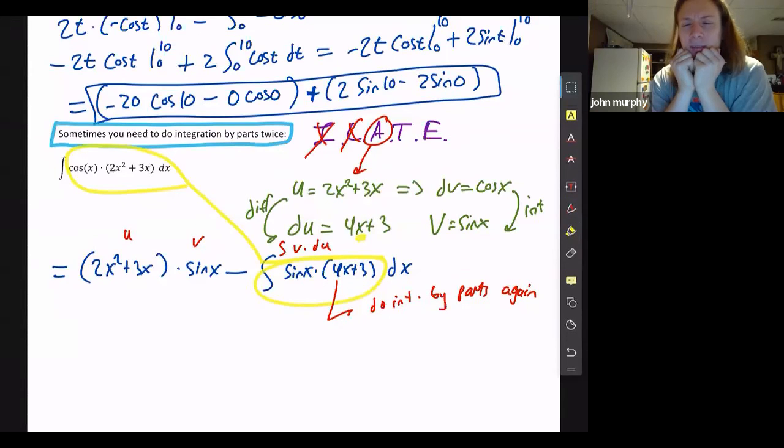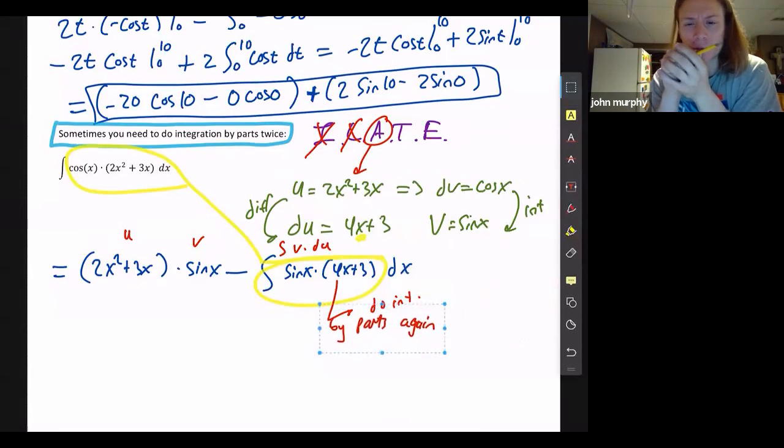So I kind of see that, but when you originally have 2x squared plus 3x, why won't that work?